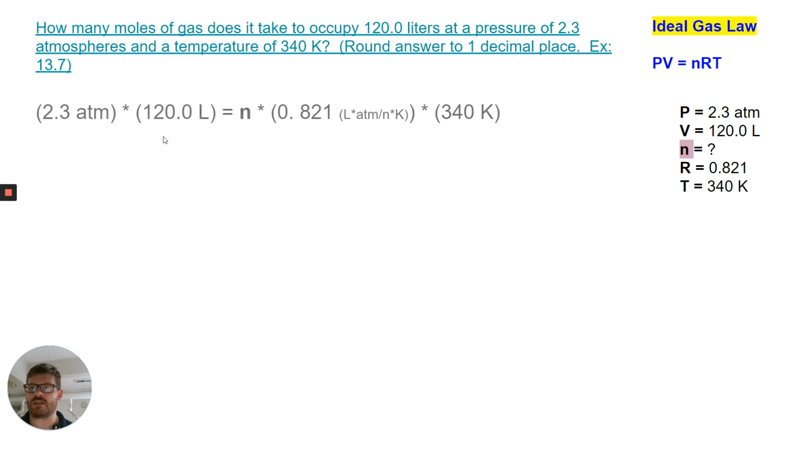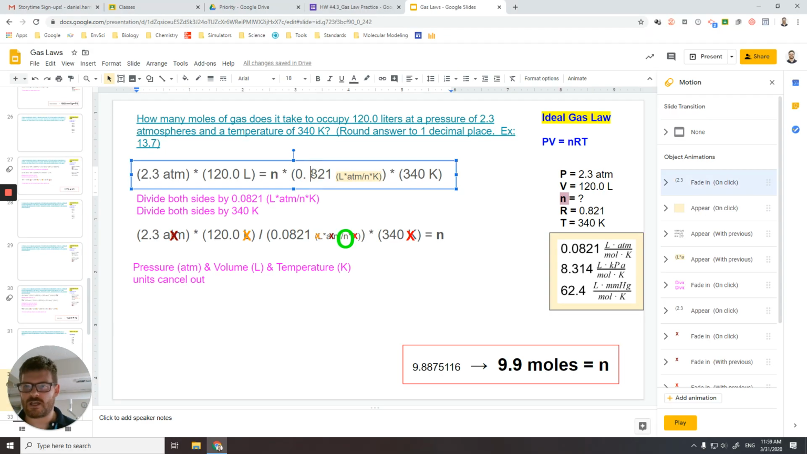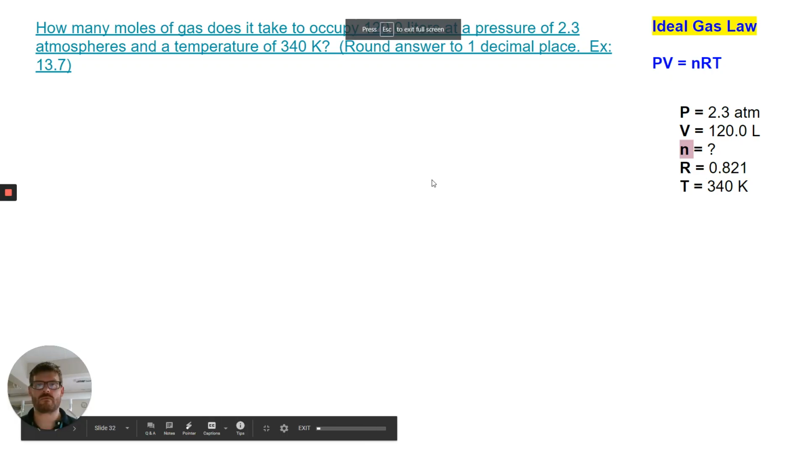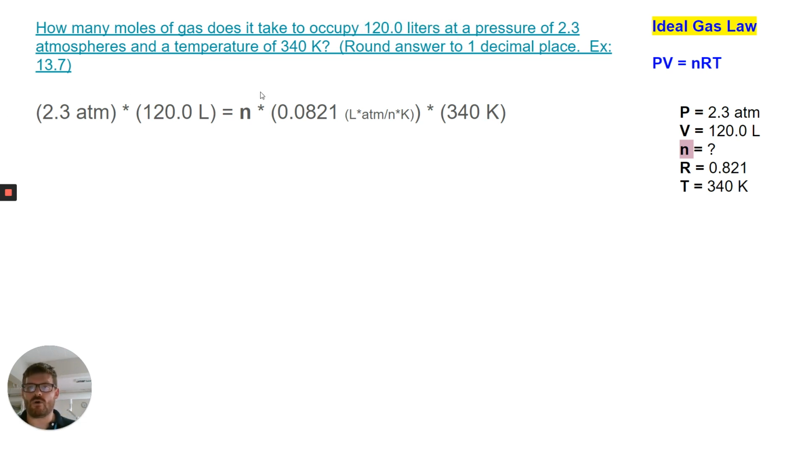PV equals nRT. So here it is. Now, take a look at this. Oh, there's another mistake by Mr. Dan. Better fix that so we don't get in trouble. Okay, so here it is in our equation. Pressure, volume, there's our moles. This is our R value, which is the ideal gas constant. Notice how it has all of the units present in there. And then this is our temperature here.